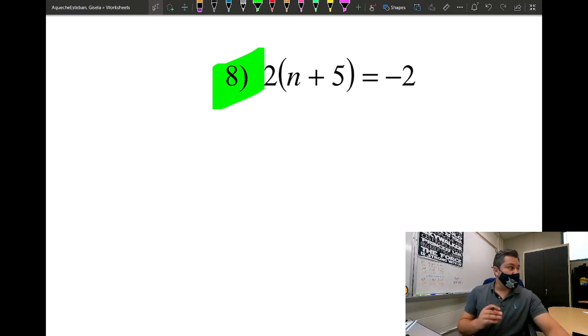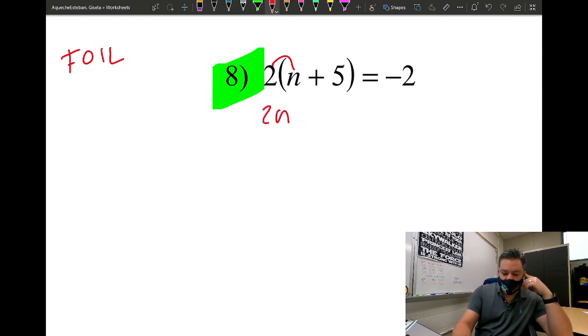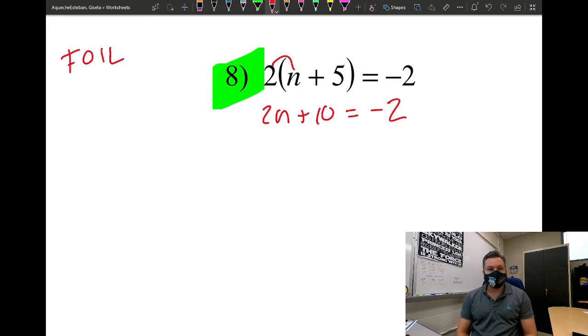So before I can do this, I have to do something that I call FOIL. So we're going to distribute. This is the distributive property. First, outside, inside, and last. So we're going to multiply 2 times n. That's just going to be 2n. And then look at the signs. 2 is positive, and this is positive, so it's plus. 2 times 5 is 10. Equals negative 2. Now I can solve this.